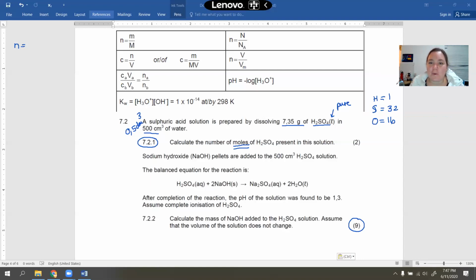All right, so I'm going to quickly jump to my answer. You should have found that the molar mass was 98 grams per mole. So here, your mass of 7.35 divided by your molar mass should give you 0.075 moles.